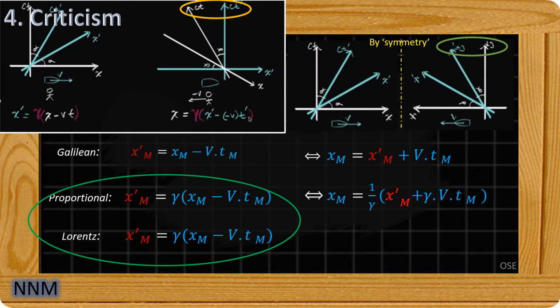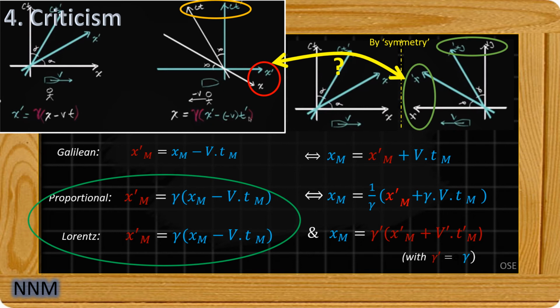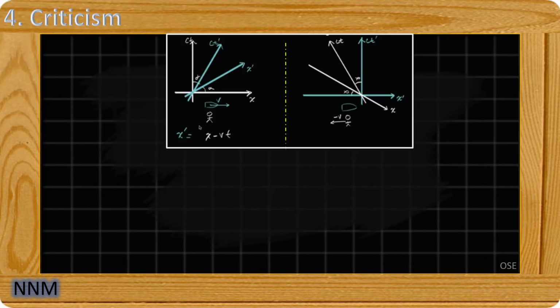Then he swaps x and x prime. But they're not the same axes, they are not oriented in the same way. They are oriented in an opposite way, which was not the case for ct and ct prime. And then he adds a proportionality coefficient. And this coefficient is the same as before, whereas they are not the same drawings. It does not work.